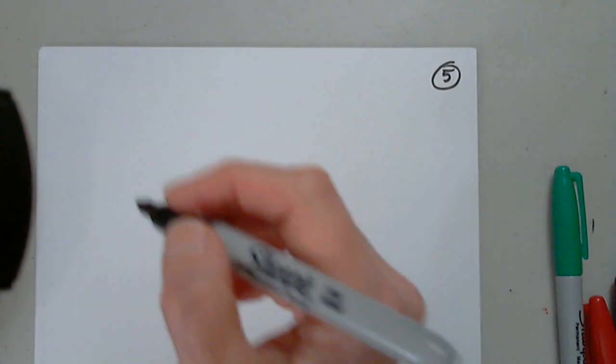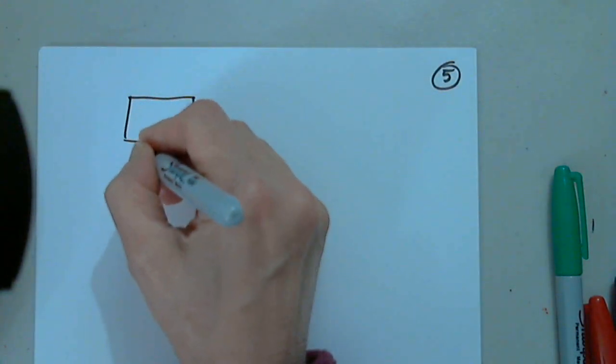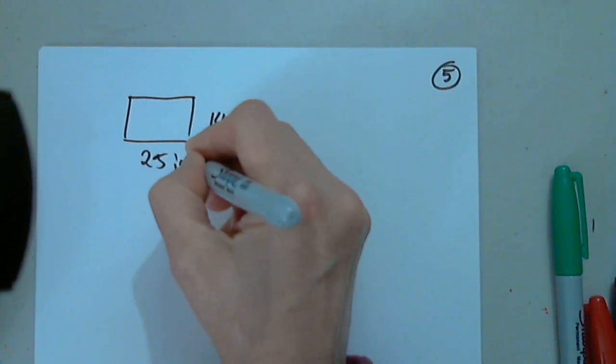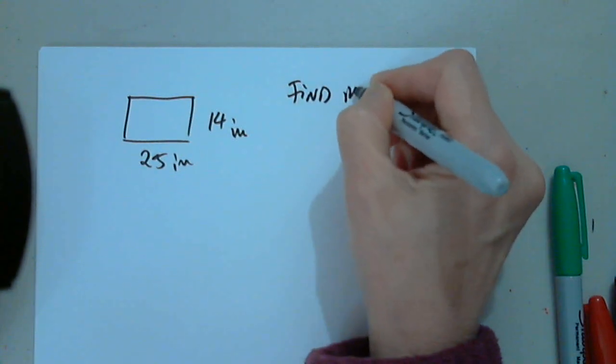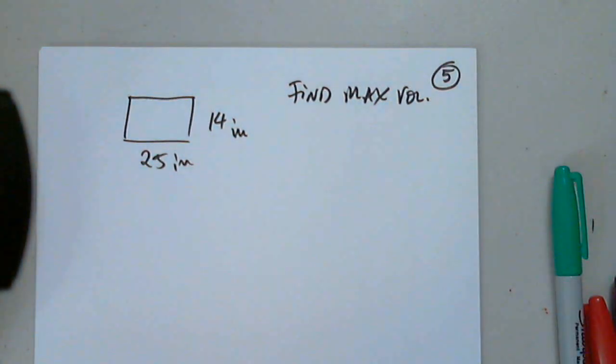Okay. Find the dimensions of the open rectangular box of maximum volume that can be made from a sheet of cardboard 25 inches by 14. Very good. So we have 25 by 14. And by cutting congruent, meaning equal, squares from the corners and folding up the sides. Very good. And find the volume. Excellent. So find the max volume. Perfect. You can stop sharing now.